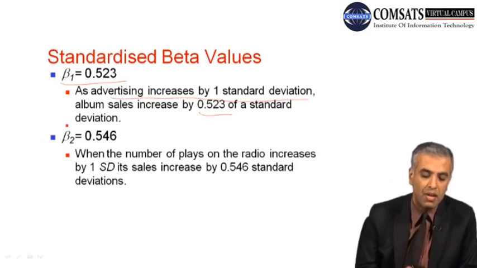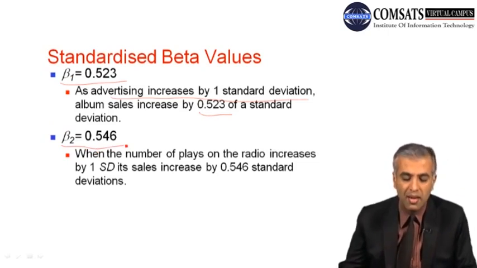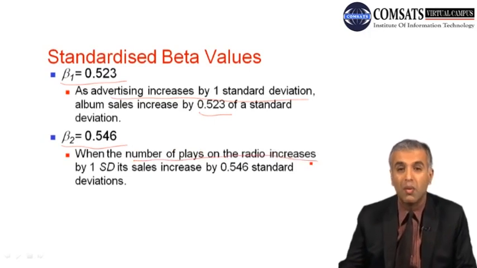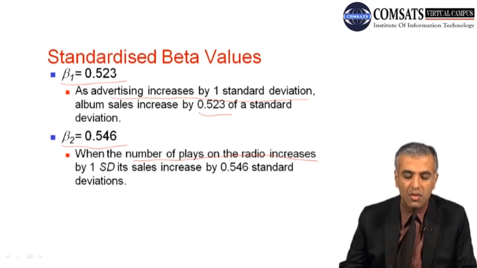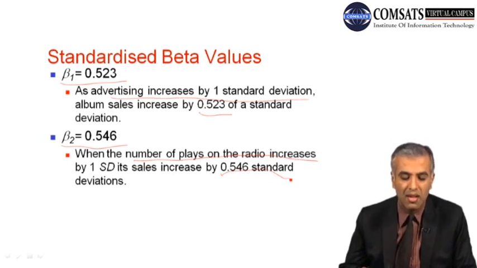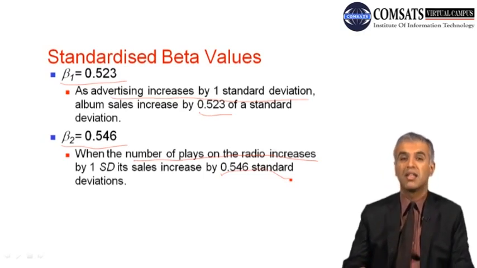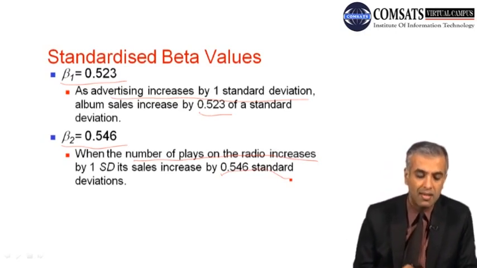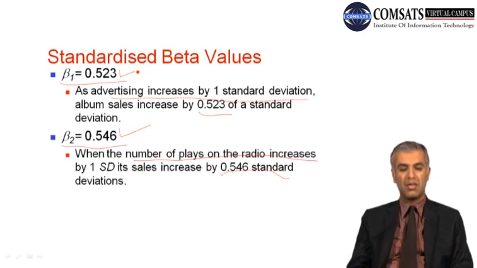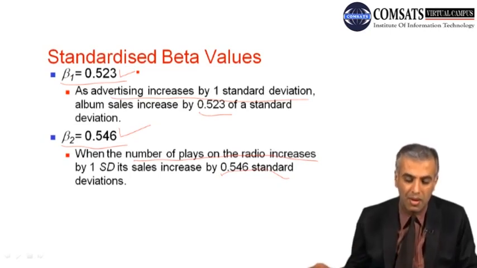Then we have got the beta 2 value as 0.546, and here you can clearly see that the interpretation says that if the number of plays on radio increases by 1 standard deviation, then the sales do increase by 0.546 standard deviation. Now this gives us a very clear picture. If we are measuring the values with respect to standard deviations, we can clearly see that the number of plays is playing a more important role as compared to the advertising, though the difference between these two standardized values is not that much, but still we can draw a considerable conclusion as to which variable is important and which is not.